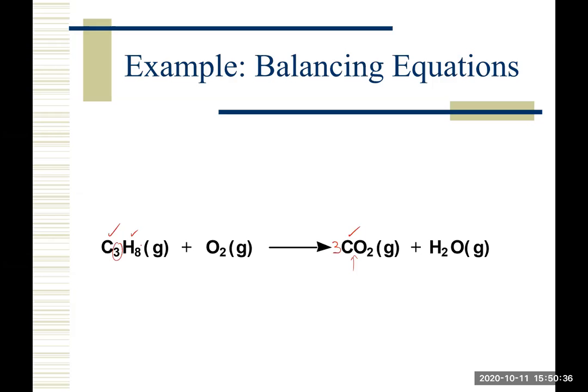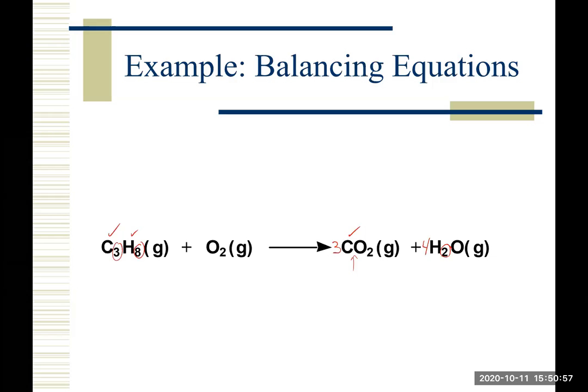There are 8 hydrogens on the left side. There are 2 hydrogens over here on the right side. So to balance this, we're going to put a 4 in front of the water. Now we have 8 hydrogens on both sides of the arrow. And lastly, we're going to look at oxygen.